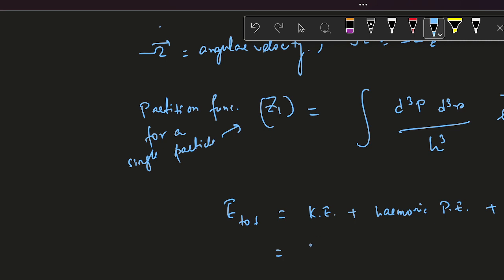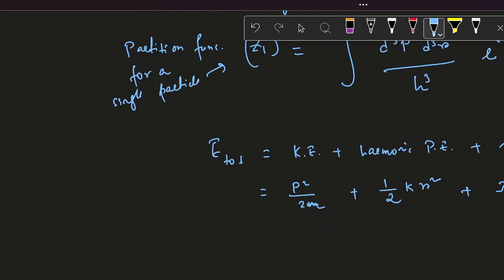So under kinetic energy, this is just p squared by twice m, where p is the momentum. The harmonic potential energy is coming from the spring motion, which is just half k r squared, and then your rotational energy is nothing but omega dot L vector. You can check that this has the dimension of energy, where omega is your angular velocity and L is your angular momentum.